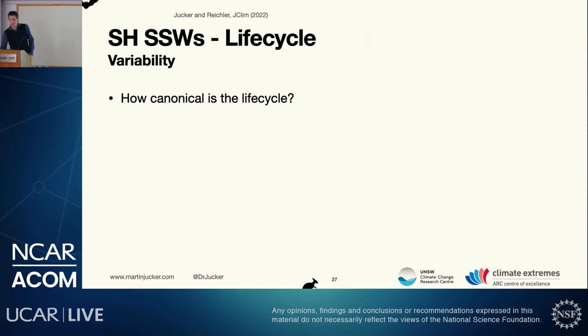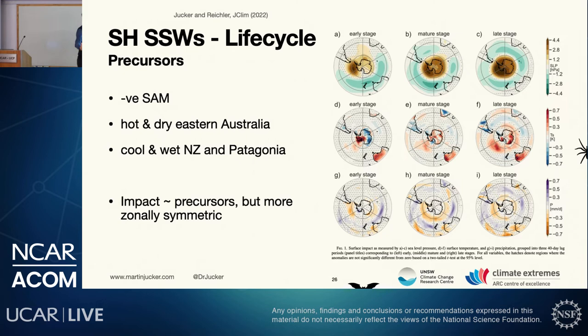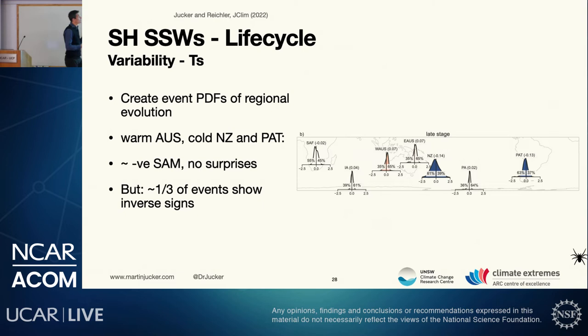OK. Still, these are means. So does every event do that? Or are there lots of events which don't have that signal? So in order to answer that, we did some PDFs. We picked out different regions: South Africa, the Indian Ocean sector of Antarctica, Western Australia, Eastern Australia, New Zealand, the Pacific sector of Antarctica, and Patagonia. And we just did PDFs of each event, what was the anomaly in that region, and then created a PDF of that. In the parentheses is the mean value. That's the one I plotted before on the map. And the percentages are how many of the events are on one or the other side in terms of sign. And the color is according to a p-value with a Kolmogorov-Smirnov test. So if there is no shading, it's not significant, 10%.